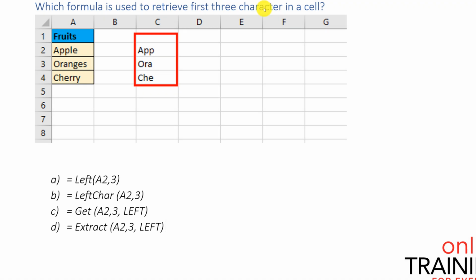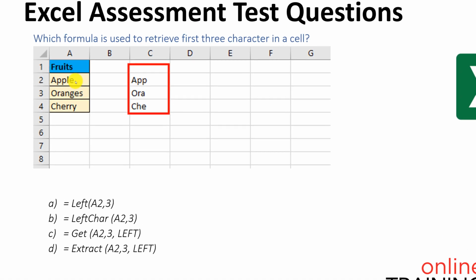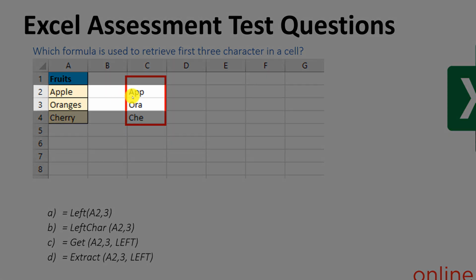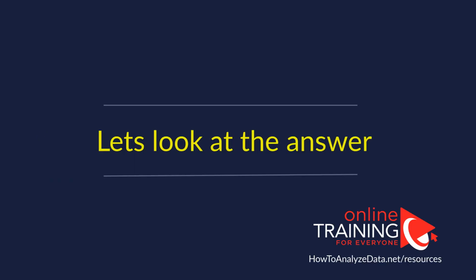So what does it mean, first three characters in a cell? It means that it's probably going to be on the left side. So for a sample of apple, you see in column C, where the values are highlighted, the first three characters would represent APP. For oranges, it would be ORA. So what do you think is the right choice here?